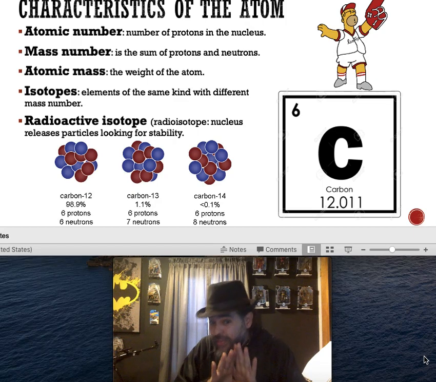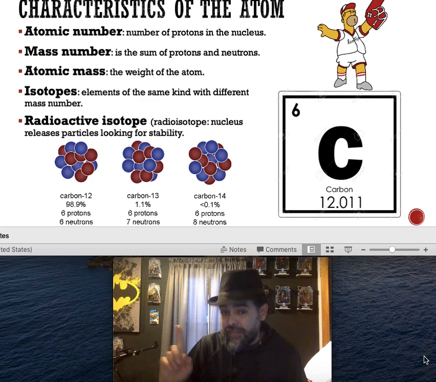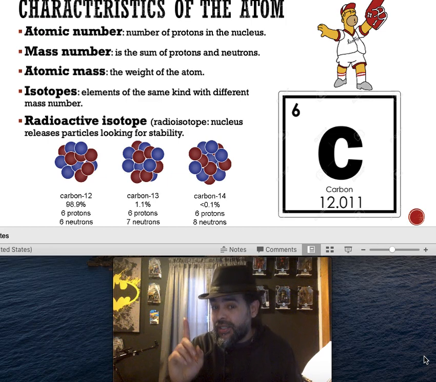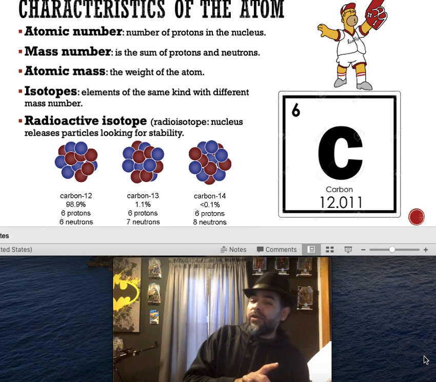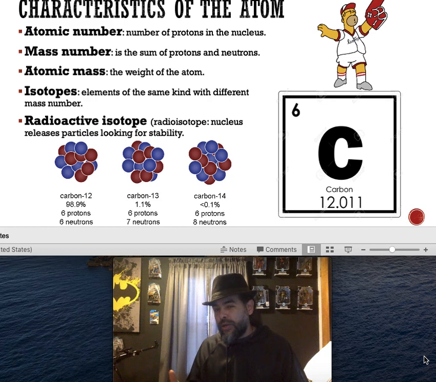Very important, because there is no other atom in the periodic table that will have 6 protons, and it's not carbon. Okay, very important. So you can think about the atomic number as the social security number of each one of those elements in the periodic table. Every different number means a different element.